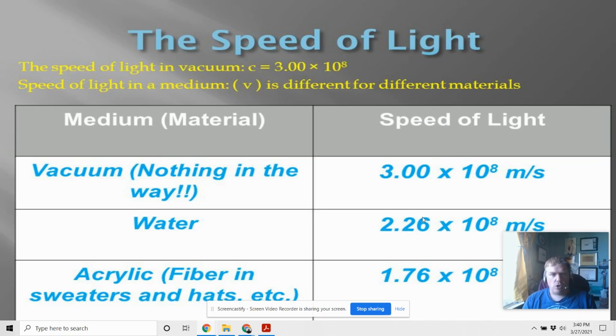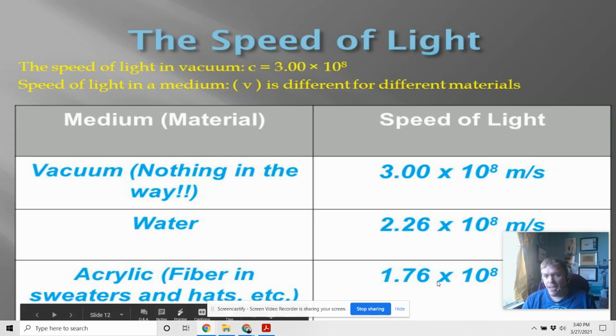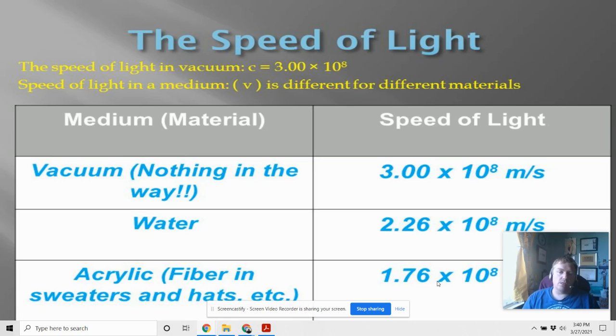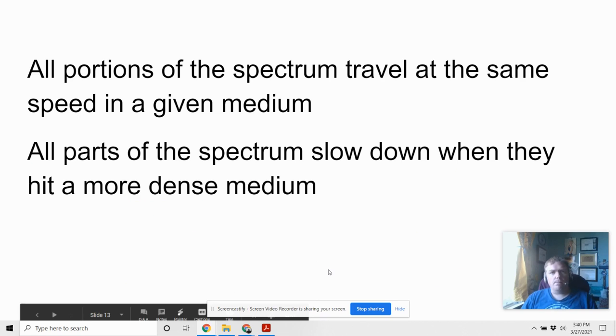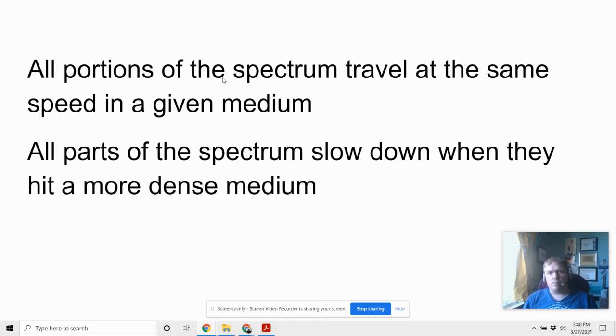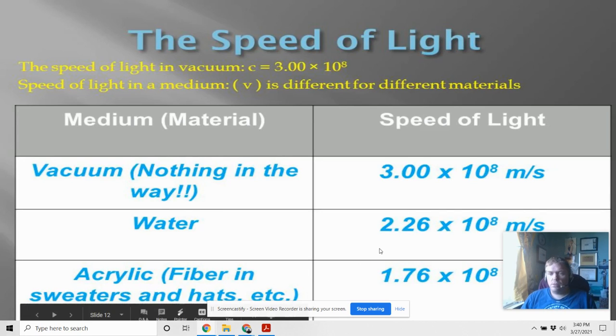In water, it gets slower. In solid materials, even slower yet. So the more dense the material is, the slower it goes, which is the complete opposite of mechanical waves. Electromagnetic waves want to go fast. They want those waves, those photons, going in a straight line as fast as they can, with nothing in the way. When stuff gets in the way, it slows down. So again, all portions of the spectrum travel at the same speed in a given medium, and they all slow down when they hit a more dense medium, as shown in this diagram.